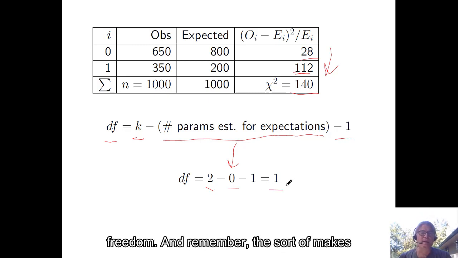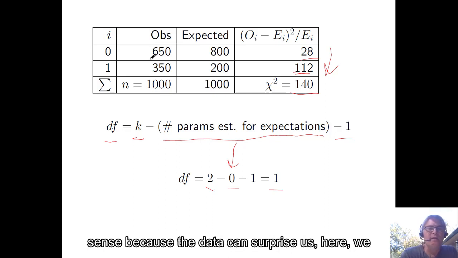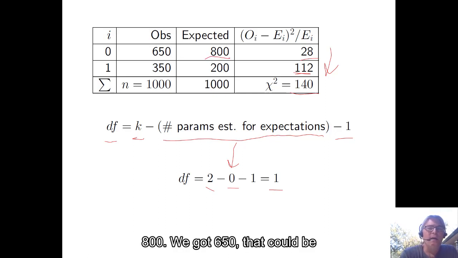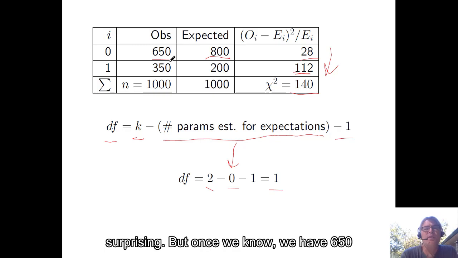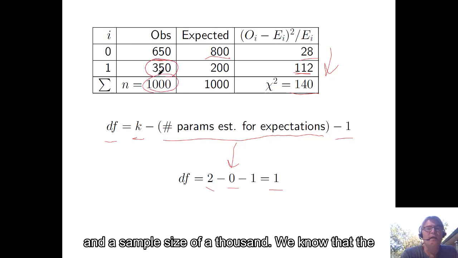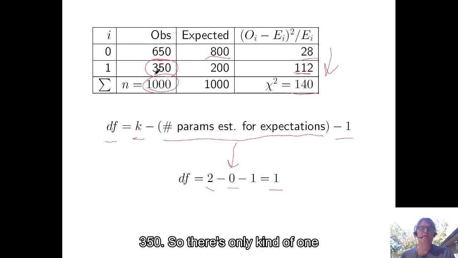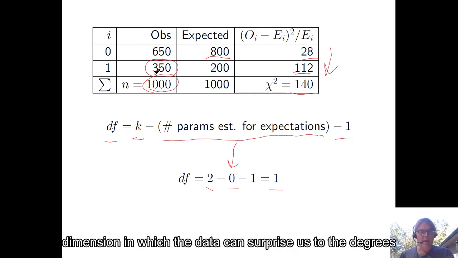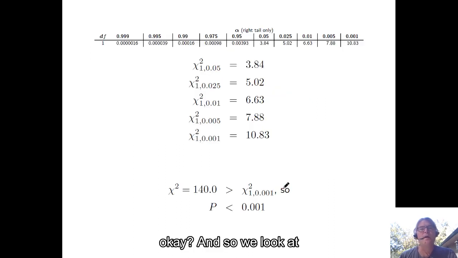And remember, this sort of makes sense because the data can surprise us here. We were expecting 800, we got 650. That could be surprising. But once we know we have 650 in our sample size of 1,000, we know that the other result has got to be 350. So there's only kind of one dimension in which the data can surprise us, so the degrees of freedom are just 1. Okay?